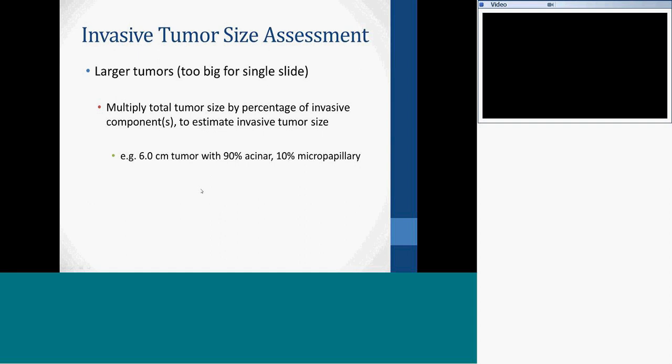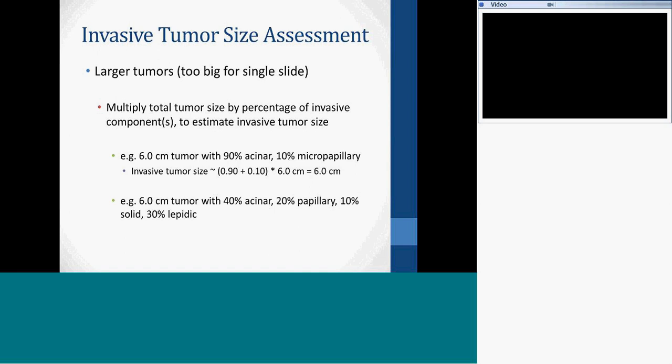Another example: if there's a 6.0 centimeter tumor with 90% acinar and 10% micropapillary, so this is completely invasive tumor with no lipidic component, the invasive tumor size is just the same as the total tumor size, being 6.0 centimeters. Or with a 6 centimeter tumor, if, as is often the case with lung adenocarcinomas, there are multiple different patterns, let's say 40% acinar, 20% papillary, 10% solid, and 3% lipidic, so in total 70% invasive, the tumor size would be calculated as 70% times 6 centimeters, equaling 4.2 centimeters in total.